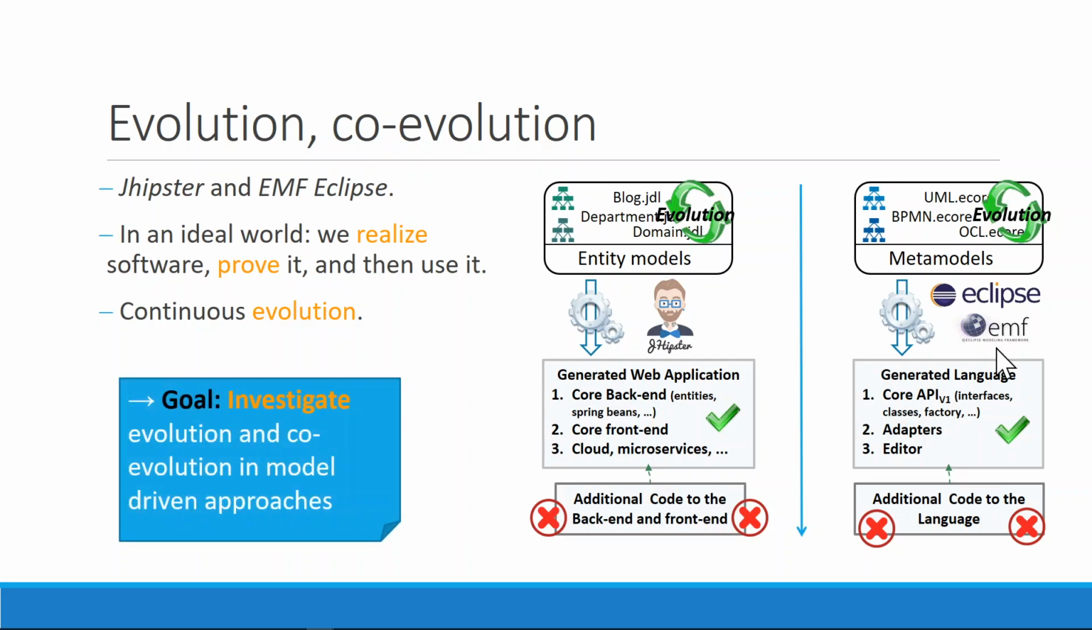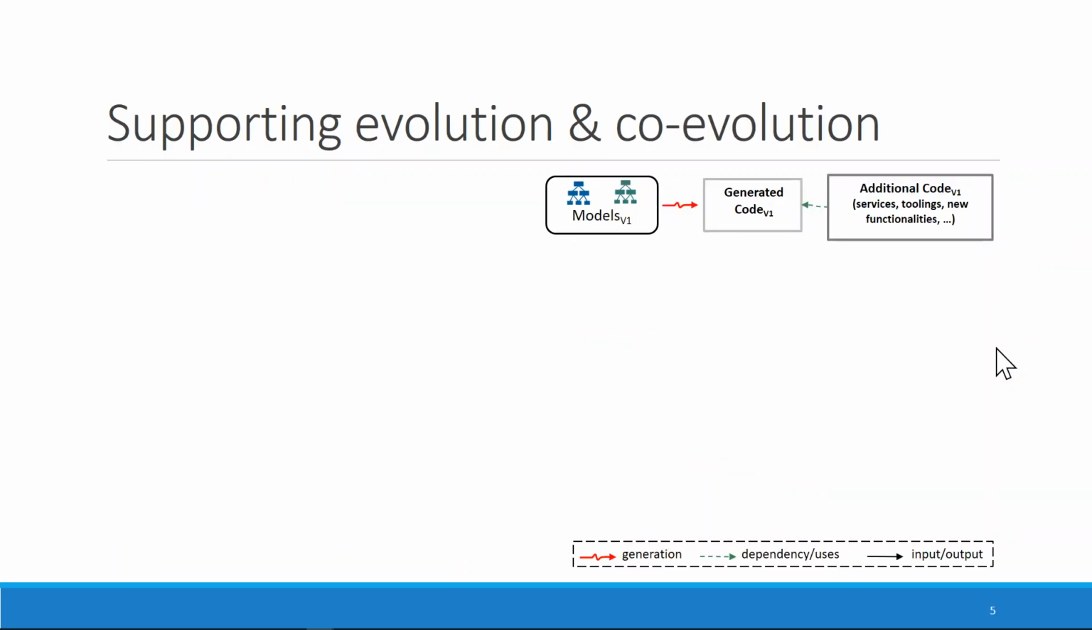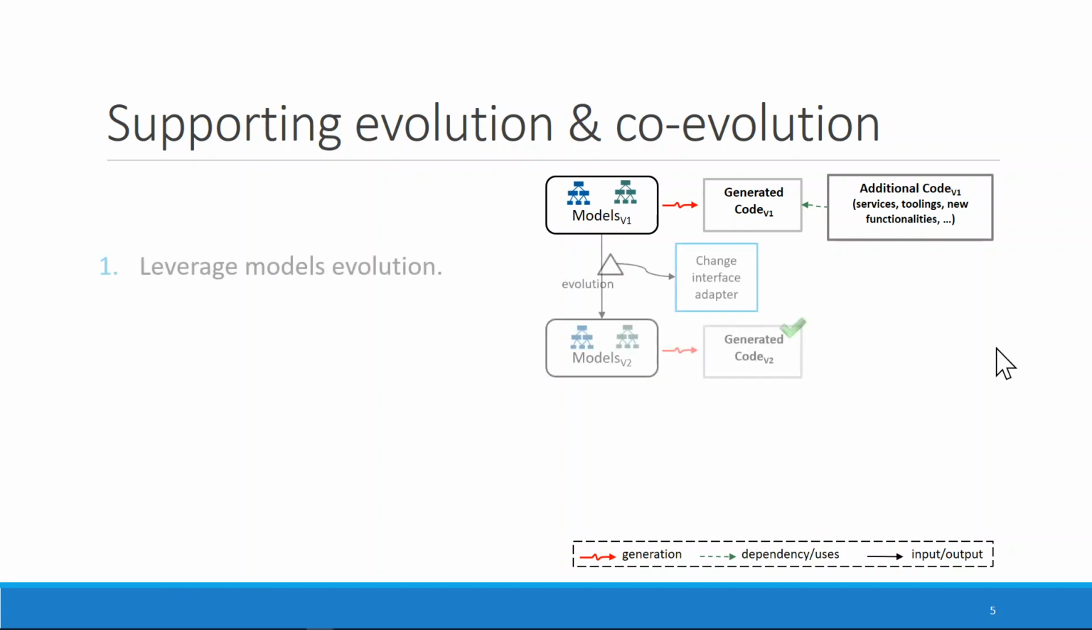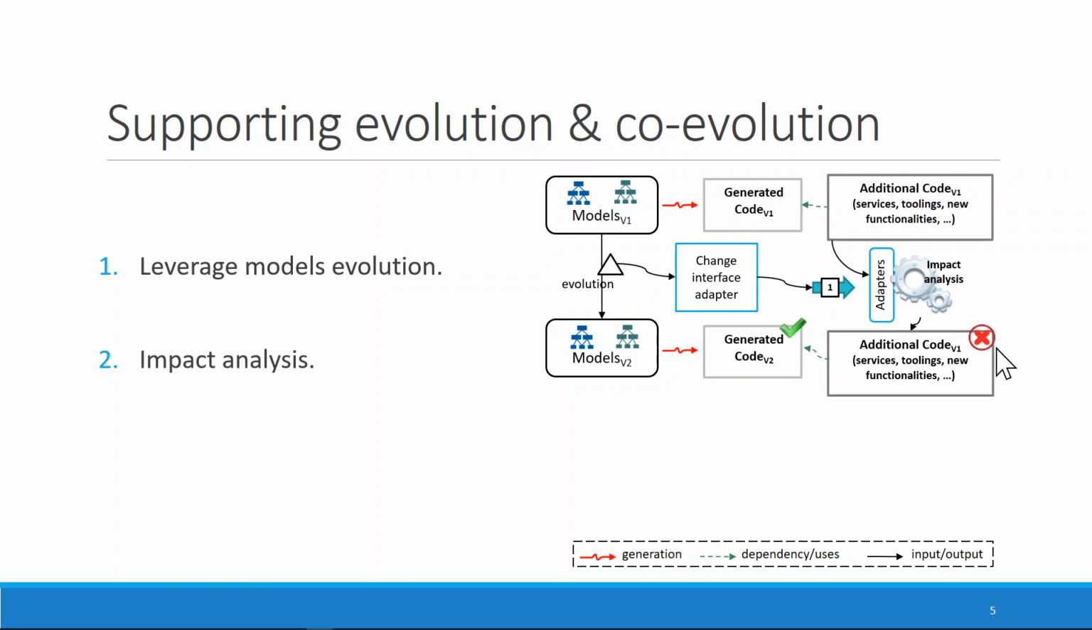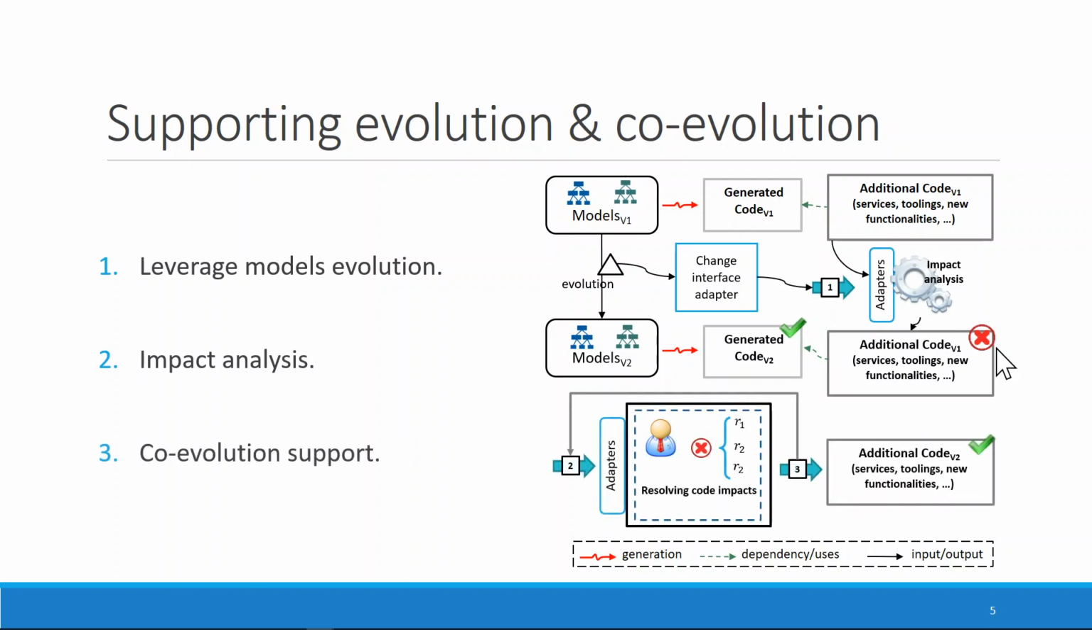And in this NIER paper, we call for a better investigation of this evolution at the abstract level of the models, down to the code that has been added by the developer. In an ideal scenario, we have to leverage the power of MDE, so to leverage what has been changed at the model level to run impact analysis and find the code that has to be co-evolved accordingly, and to automate this process as much as possible.